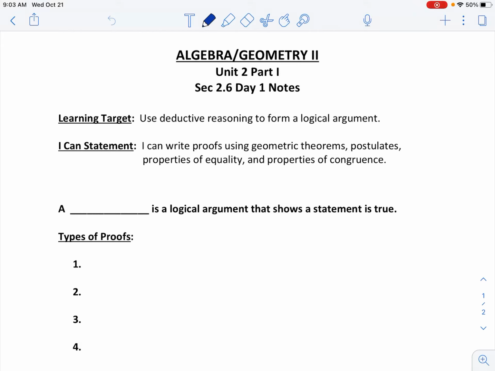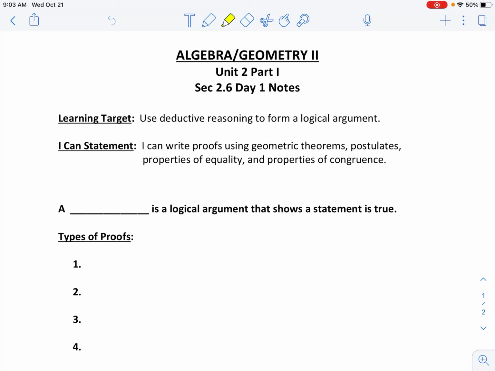Today we are getting a brief introduction to geometric proofs, but more specifically we're just going to be talking about proofs and exactly what they are, what types of proofs exist in our geometry and math world, what makes up a proof, and then finally what we will need to come up with ourselves.